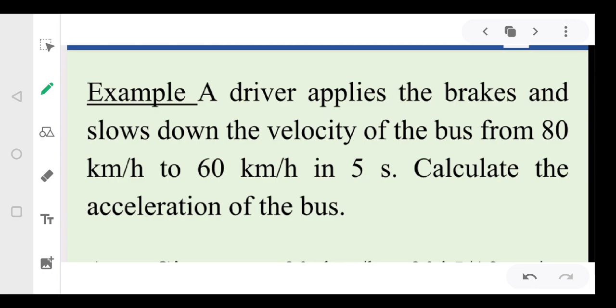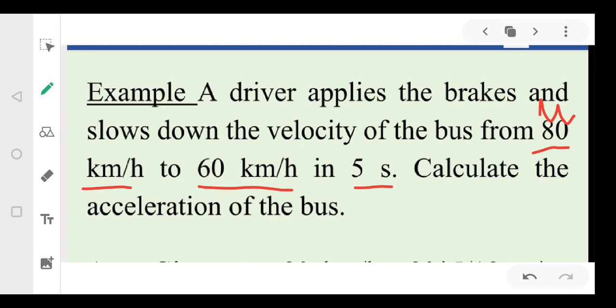So whenever you see a numerical, your first step is to write down what is given to you. Let us try to first understand what is given to us. Three things are given to us: 80 km per hour, 60 km per hour and 5 seconds. So as we talked earlier, the initial velocity of the bus will be u. So what is u here? This is the initial velocity of the bus because it is starting its journey from 80 km per hour.